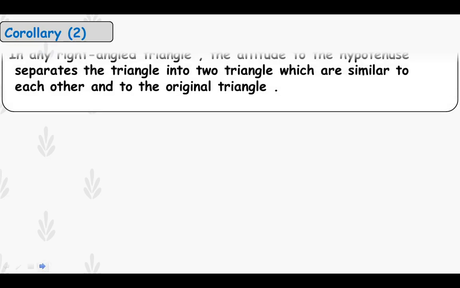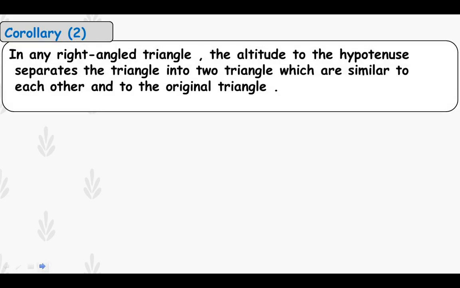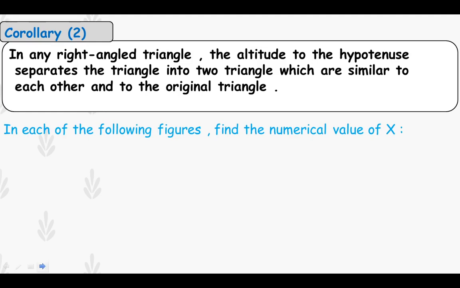Corollary number 2: In any right angle triangle, the altitude to the hypotenuse separates the triangle into two triangles which are similar to each other and to the original triangle. This is one of the important corollaries. I will give you a hint and we are going to complete their problem next time, inshallah.